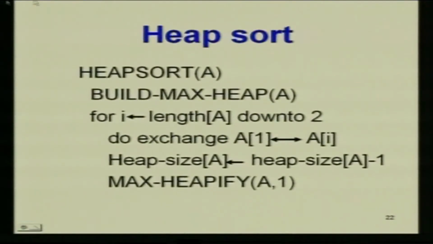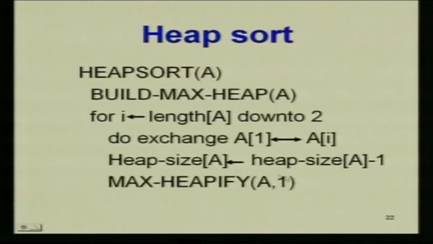So let us look at the heap sort algorithm. Heap sort A: first you build the max heap. Then for i equal to length of A, that is the total number of nodes, remember it is stored in an array A, down to 2, do exchange A[1] with A[i], and heap size of A is equal to heap size of A minus 1, that is 0 to n minus 1 nodes, and then you Max-heapify. We are using Max-heapify here because we are using a max heap; heapify that new array that you have formed.